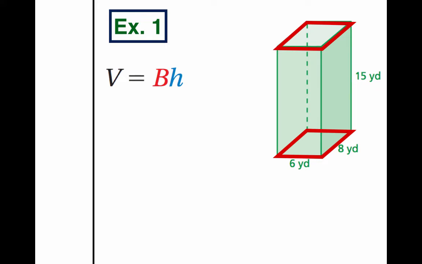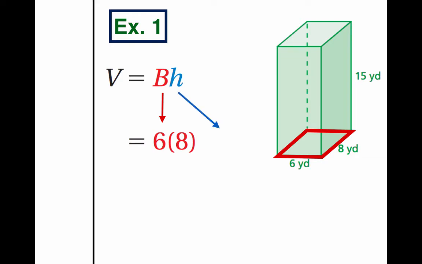So here's what we do. We find the area of the base, which is just the area of a rectangle, 6 times 8. And we're going to label that where the B is. So I'm going to draw a little arrow under the B, and I'm going to write 6 times 8, because that's the area of the base.